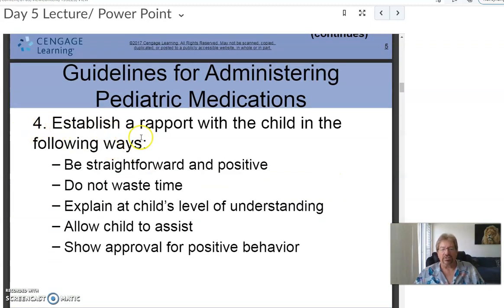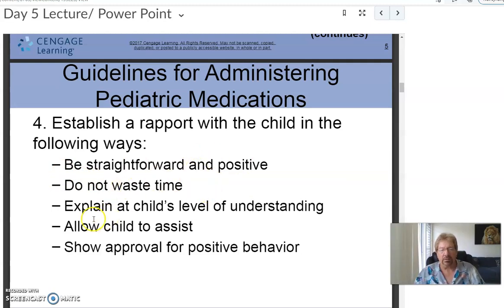Number 4, establish a rapport with the child in the following ways. Be straightforward and positive. Don't lie to them, guys. If you're getting ready to give them an injection, don't stand there like a dummy and say, now this isn't going to hurt. You're not going to feel a thing, when you know well it's going to hurt a little bit. Actually, guys, modern hypodermics are only used one time and disposed of. They are very thin and very sharp, and they really don't hurt much. But to a child, be straightforward and positive.